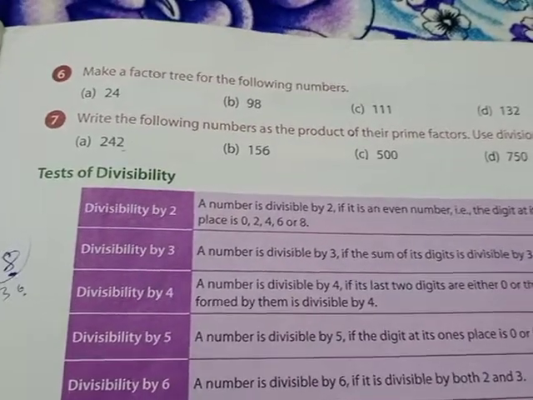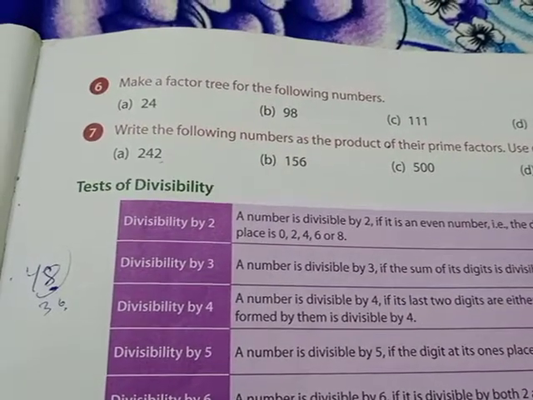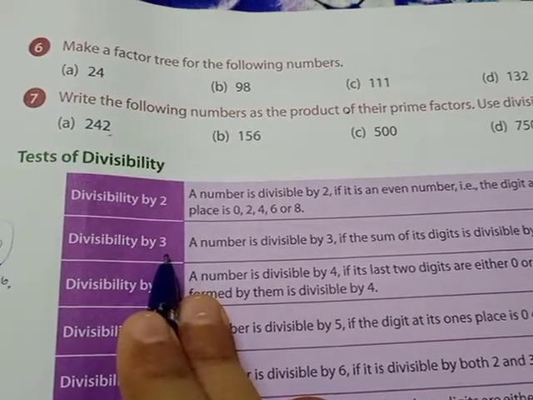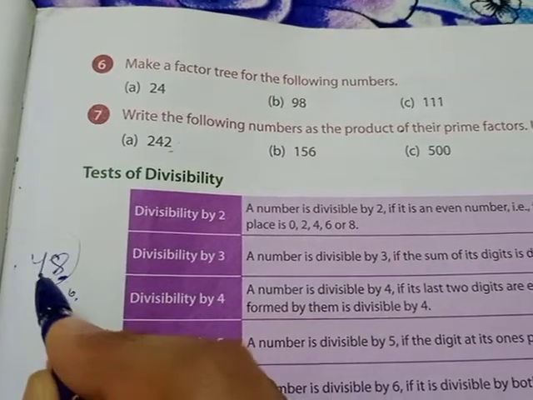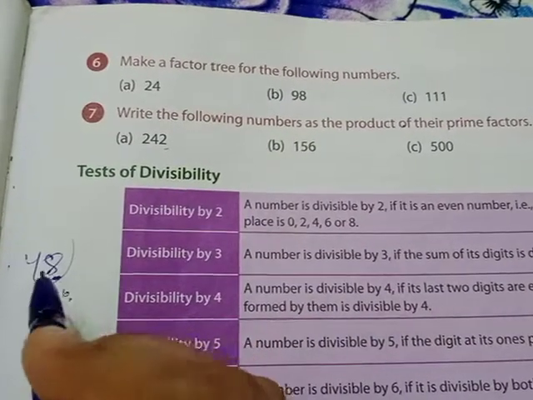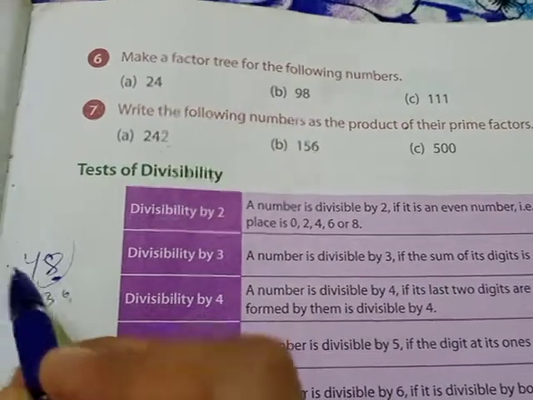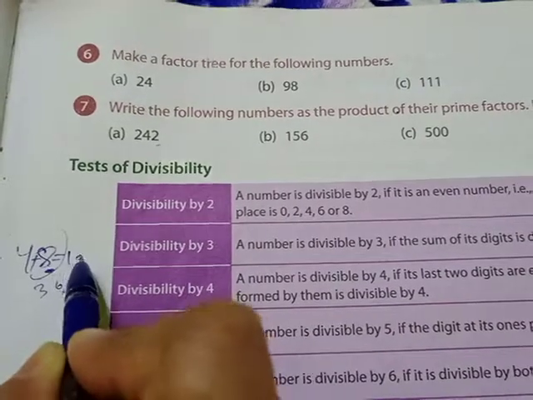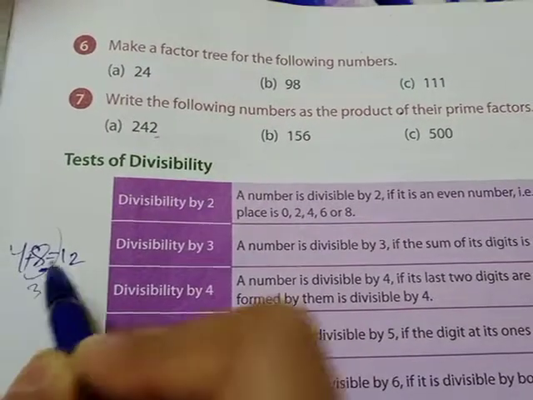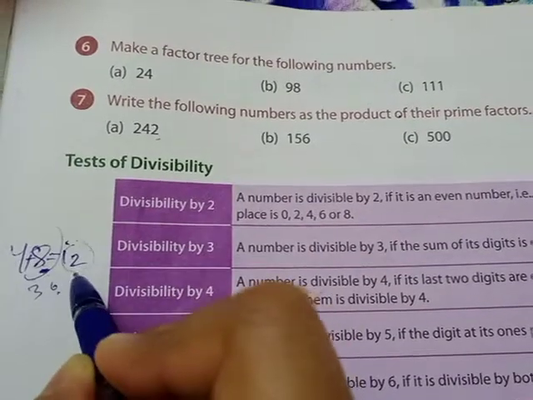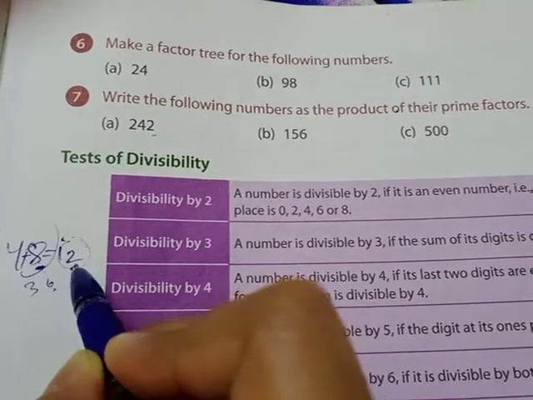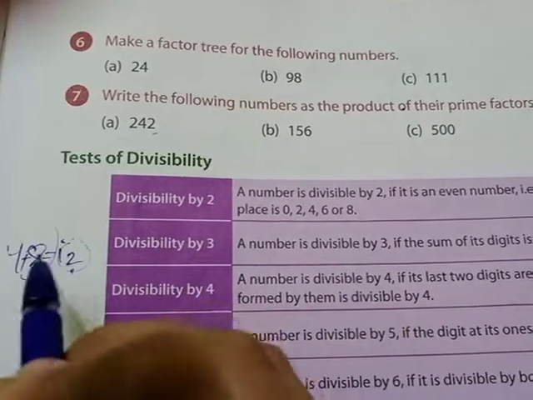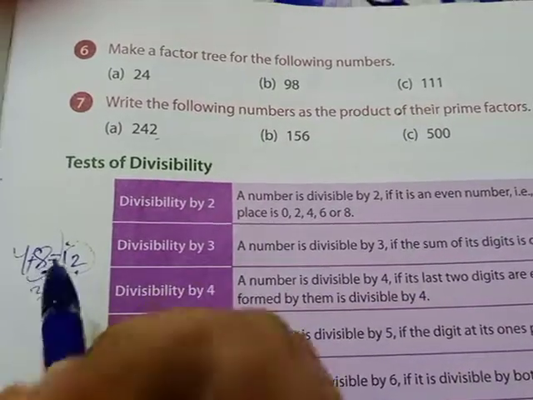Okay, then after 2, how can we say any number has 3 as its factor? First of all, in that given number, we will add the given digits. Add this 4 and 8. When we add 4 and 8, we are getting 12. After adding, if the result which is coming, that 12, is there in the table of 3, it means definitely 3 will be the factor of 48.